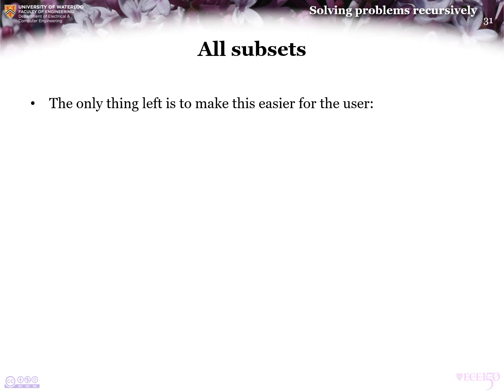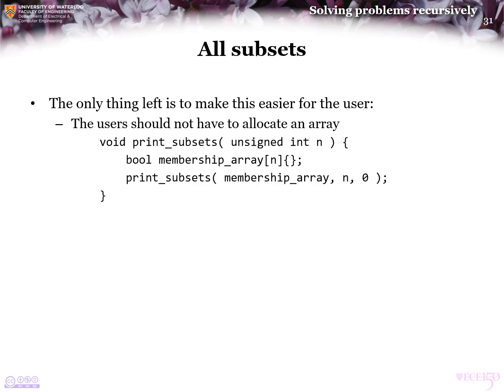Now, a little bit beyond the scope of this course, so don't worry about this too much, but there's something here that we should do to make life easier for the user. We shouldn't require the user to create an array of Boolean values and then pass it in appropriately. Instead, the user should not have to do anything else other than call this function here. So I now have a print subsets function, but it only takes one parameter, and that is an unsigned integer n, meaning we want to print all subsets of the numbers from 1 to n.